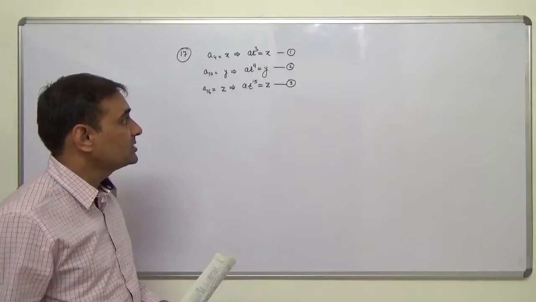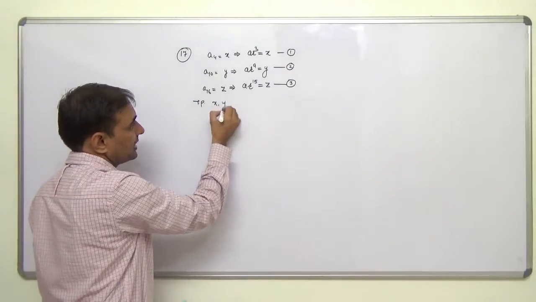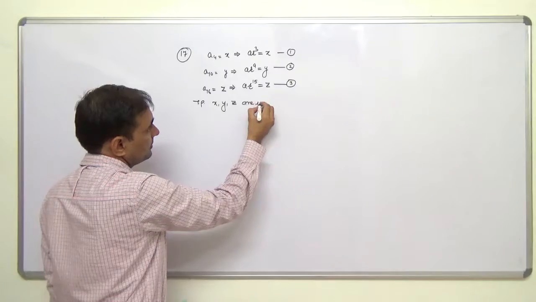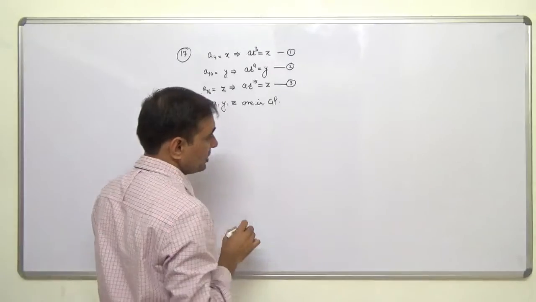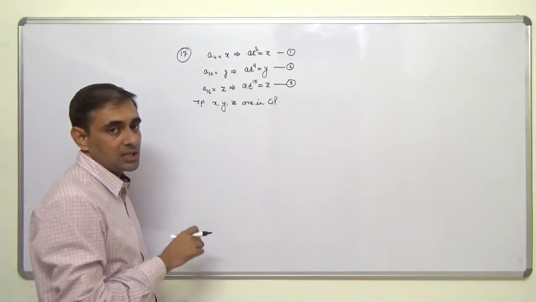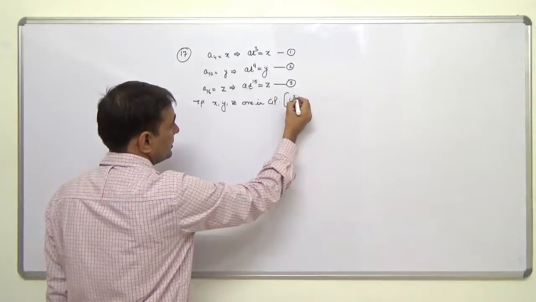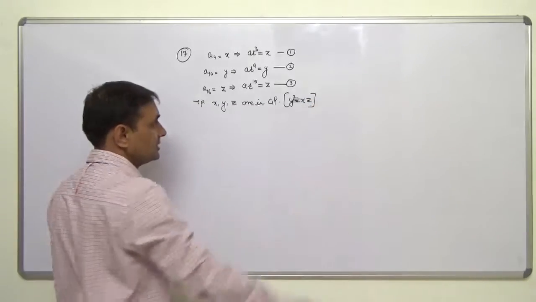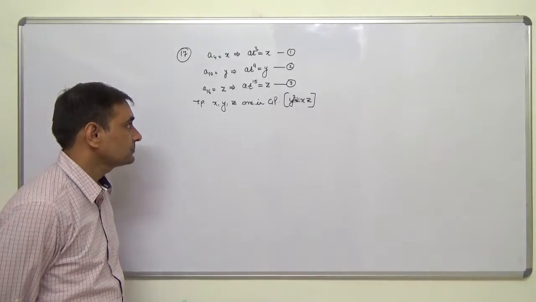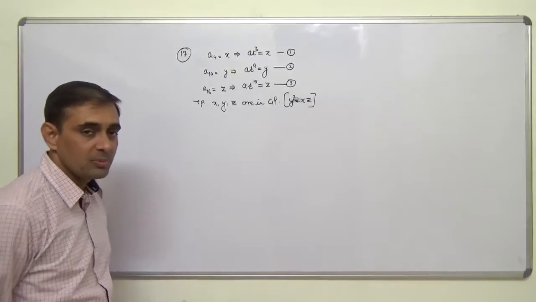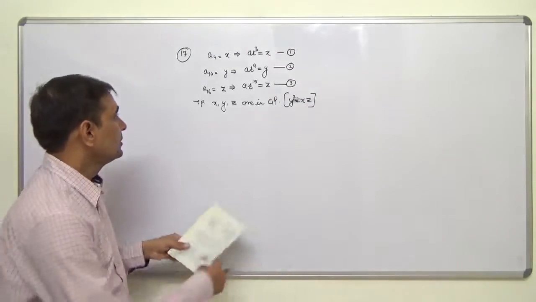प्रूव दैट x, y, z are in GP. x, y, z को GP में प्रूव करने के लिए हमने पहले भी किया था: if 3 numbers are in GP, then square of middle, that is y square, is equal to xz. If 3 numbers are in GP, तो क्या होता है? Square of middle is equal to product of first and last. So x, y, z को GP में प्रूव करने के लिए it is sufficient to prove that y square is equal to xz, right? Okay.